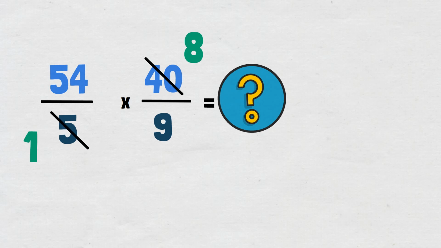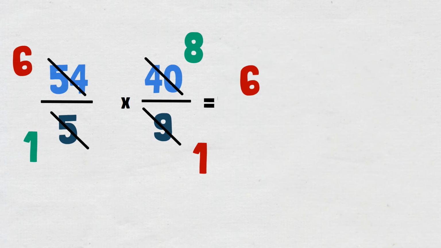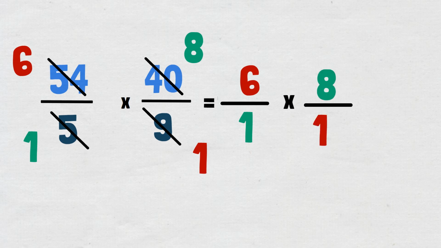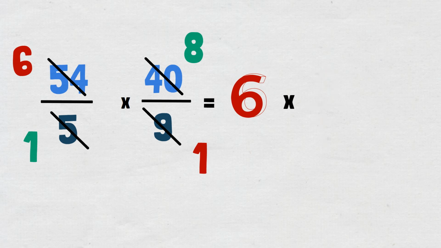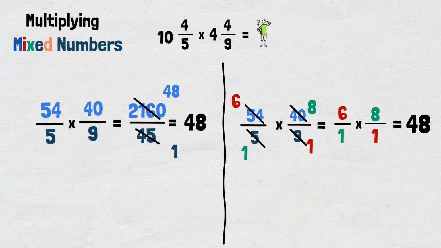We also observe that the second denominator 9 is a factor of the first numerator 54. If we divide them both by 9, we get 54 divided by 9 equals 6. 9 divided by 9 equals 1. As a result, our two improper fractions now look like this. 6 over 1 times 8 over 1, which is the same as 6 times 8 equals 48. We ended up with the same answer while avoiding the multiplication of the bigger numbers, 54 and 40.